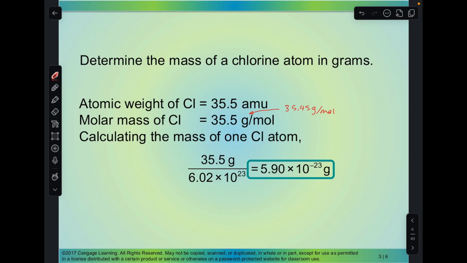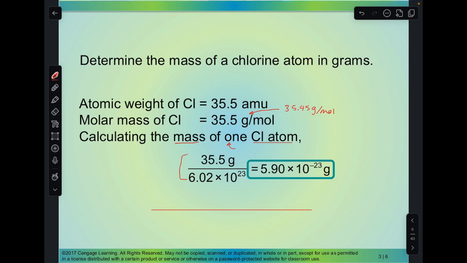And so if we are talking about trying to weigh the mass of 1 chlorine atom, this is how we would go about that. So 1 chlorine atom is our starting number, and this is eventually what the equation is going to look like, but we can also do it with this train track method.